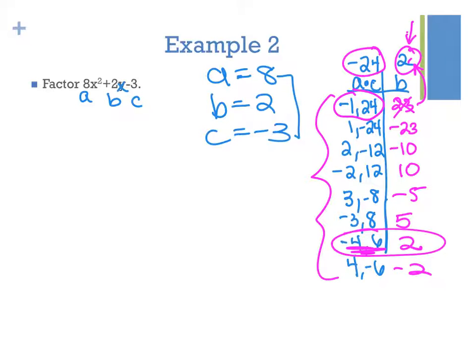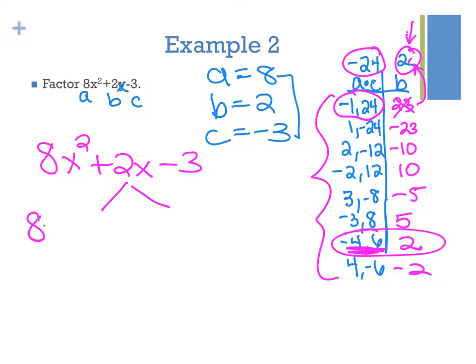So moving forward, we are going to use the -4 and +6 here to break apart our middle term. So we started with 8x squared plus 2x minus 3. We are going to break apart that middle term, and instead of 2x, we're going to have minus 4x plus 6x.